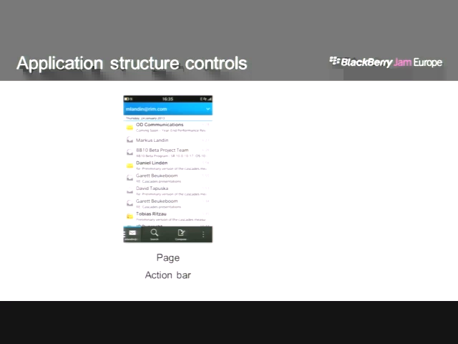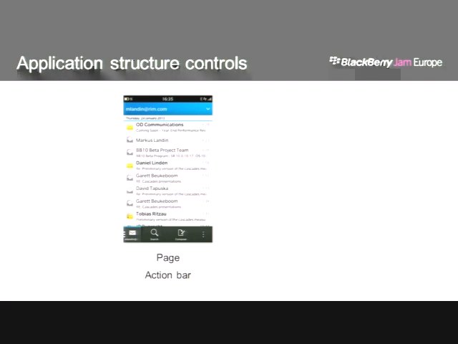And you've all seen demos. You've all seen the UI of the Z10 device. Today at the keynote, they showed a lot of different applications using the Cascades UI. But what do these things mean in terms of concrete Cascades UI components, concrete Cascades UI controls? The first important ones are what I call the application structure controls. These are the backbone of an application UI built with Cascades. And the first one is the page control.